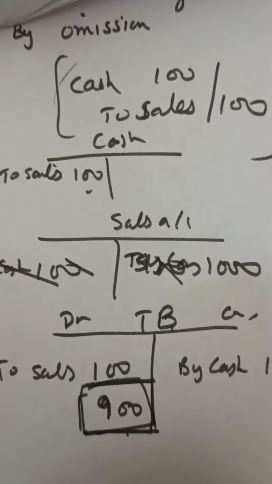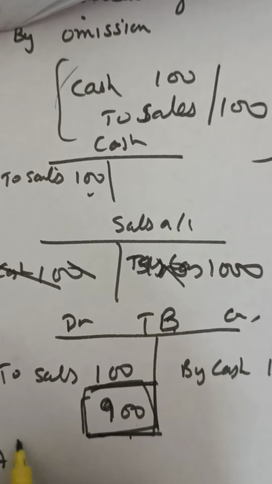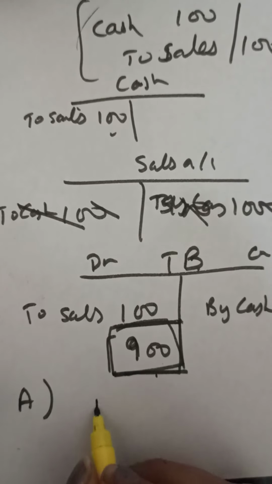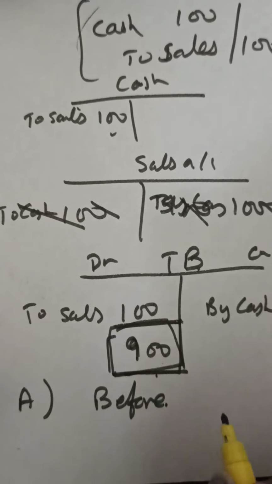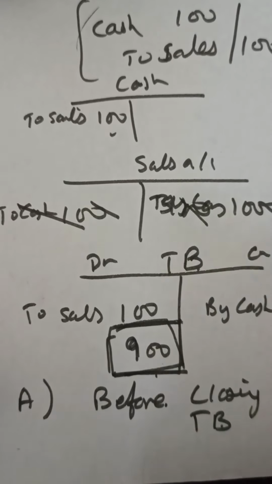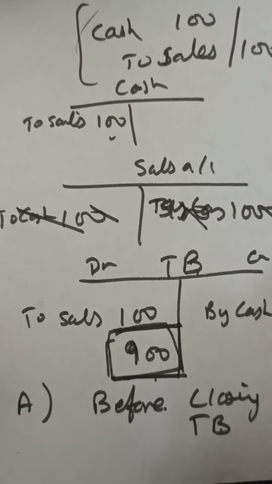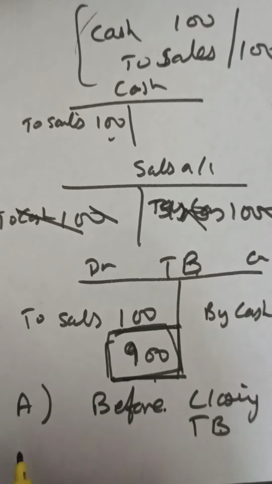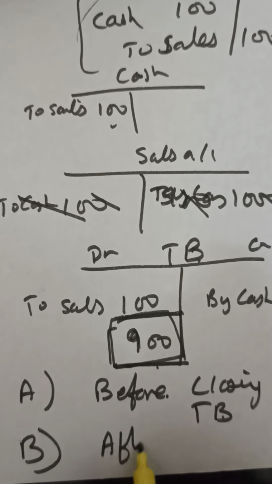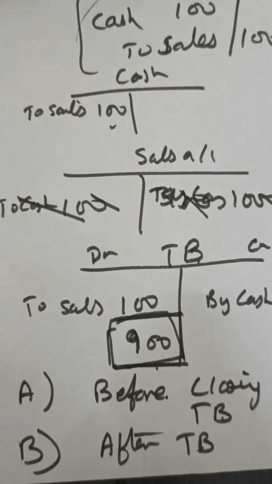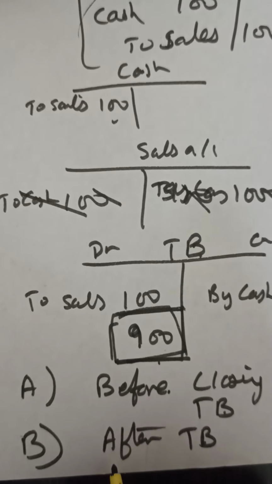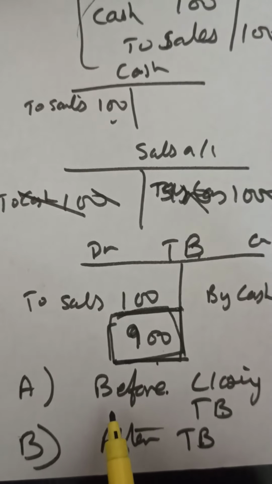There are two stages for understanding that. The first stage is when this type of error is located before the trial balance is made, before preparing the trial balance or before closing of accounts, and the error is removed. Or it can be located after the trial balance has been prepared. The two stages will have to be met with two different types of treatments. Let us take the first example now.